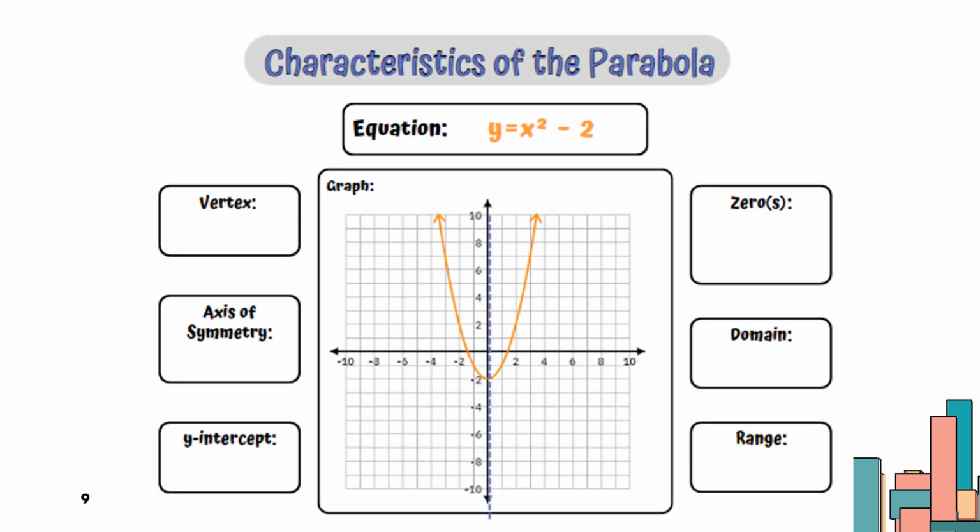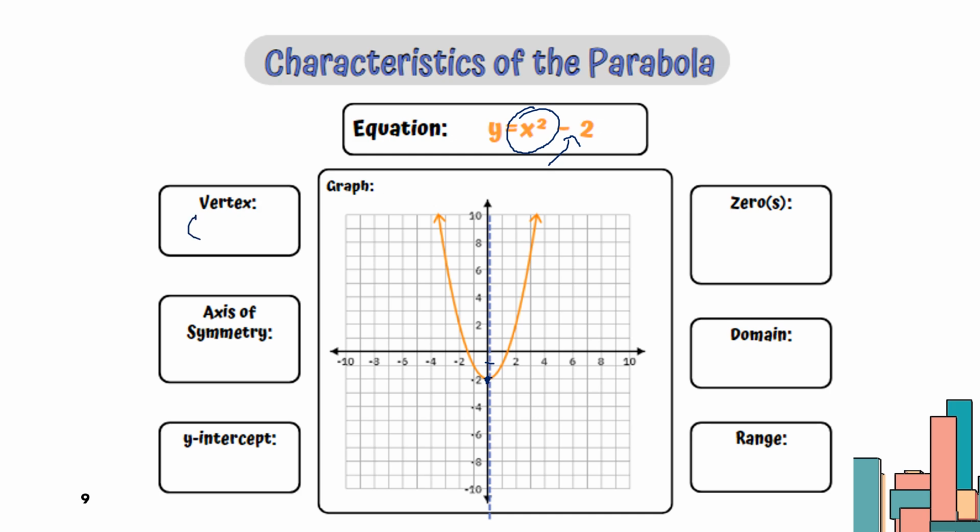So notice, we still have x squared, but what did we do to it? That's right, we subtracted 2. So look what happened. It went down 2 spots. So that's going to change up some things. So we're going to have a new vertex.